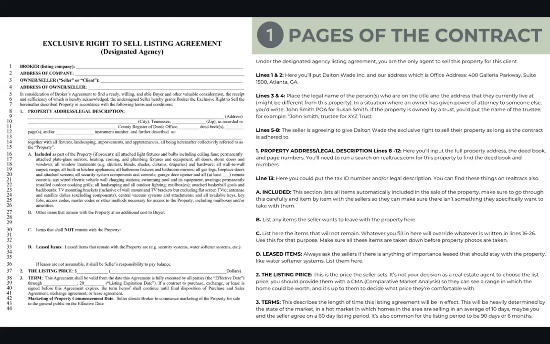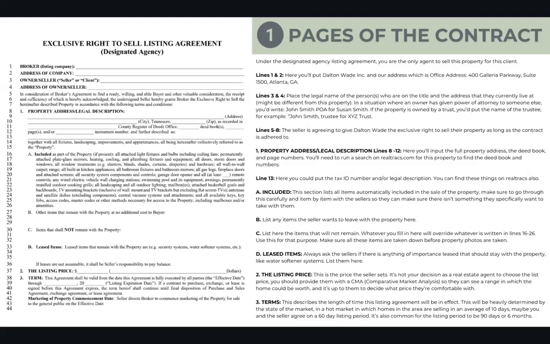Number 1 is the property address, legal description. That's going to be lines 8 to 12. So here you're going to input the full property address, the deed book and page numbers, and you're going to need to run a search on realtracks.com for this property to find all of this information. Line 13. So here you could put the tax ID number or the legal description. And of course, these are going to be on realtracks.com as well.